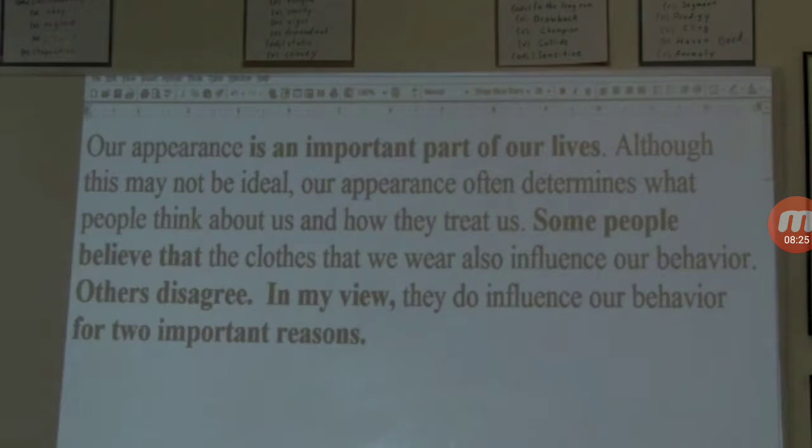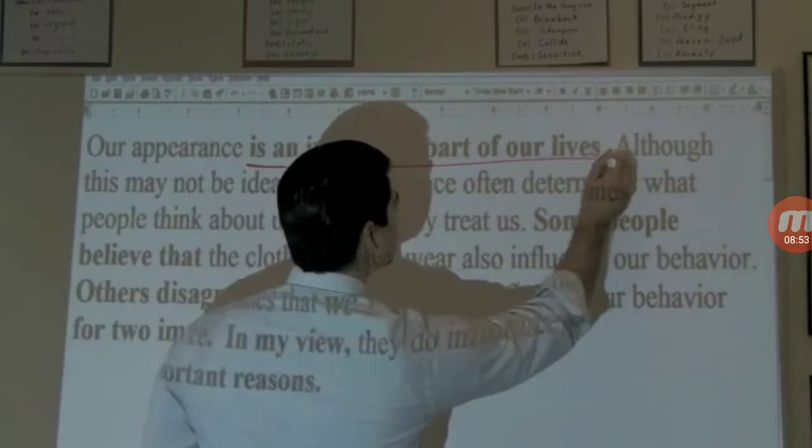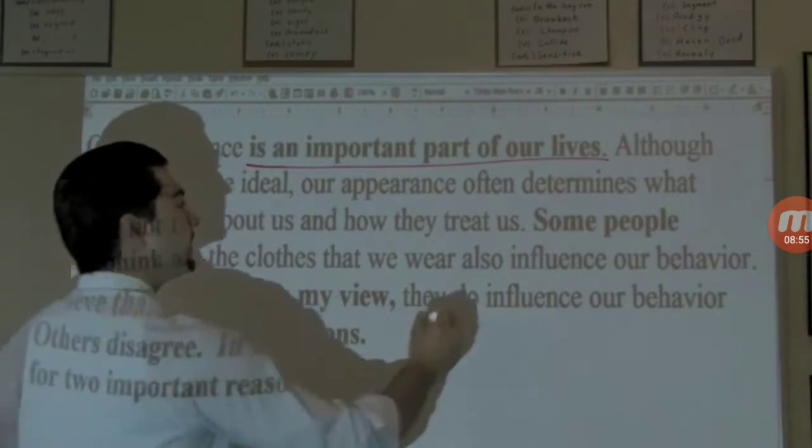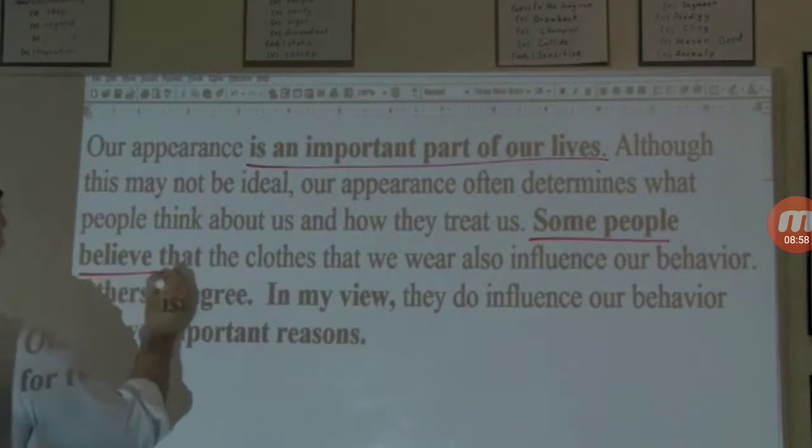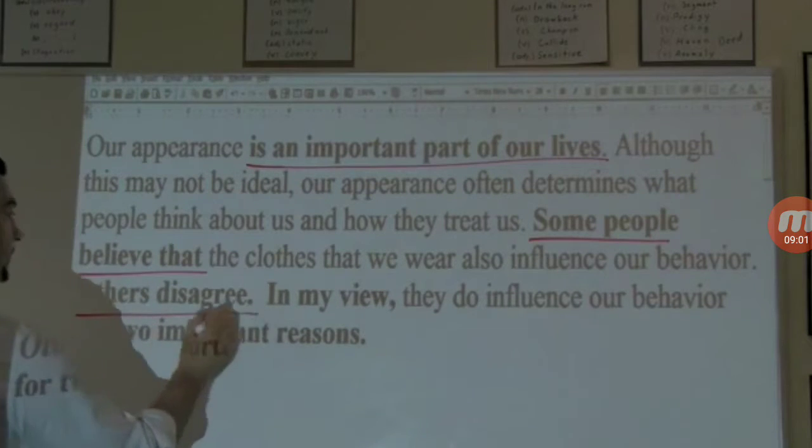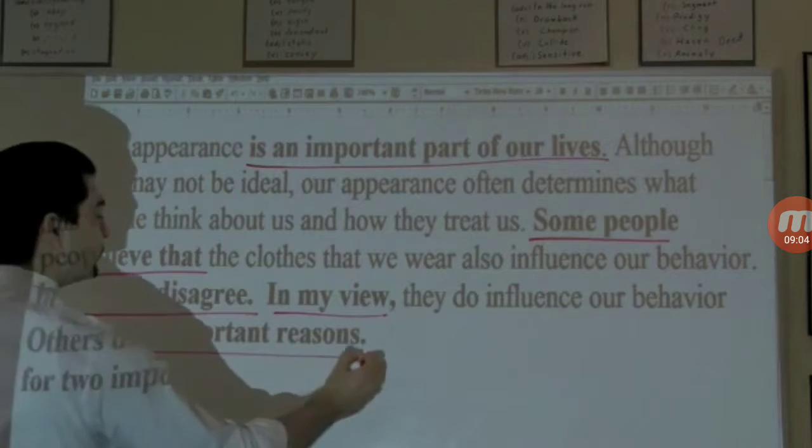Now on the board, you see an example of my introduction, and you see that it's only composed of about 4 to 5 sentences. Your goal should be the same, no less than 4, and maybe 5 or 6 if you can. But remember the idea. You only want to spend 4 minutes on this. So 3 minutes on the outline and 4 minutes on the introduction. The words in bold are what you want to repeat over and over again in every essay. The topic is important. Then you explain why. Then some people believe that to restate the question, and then others disagree, in my view, for 2 important reasons.